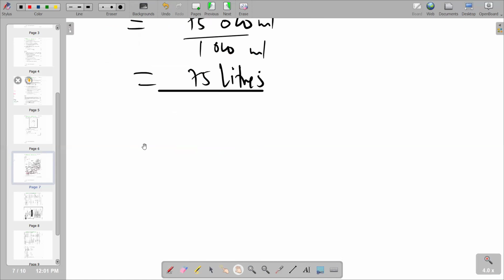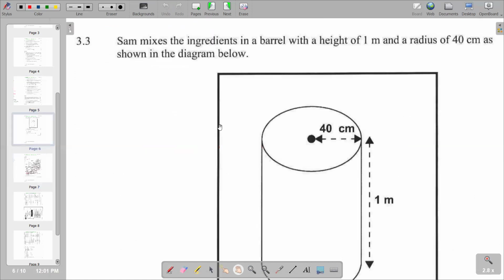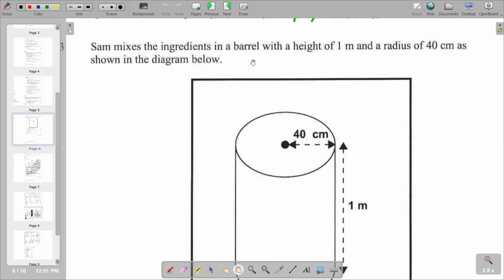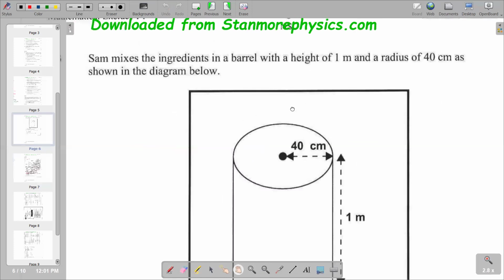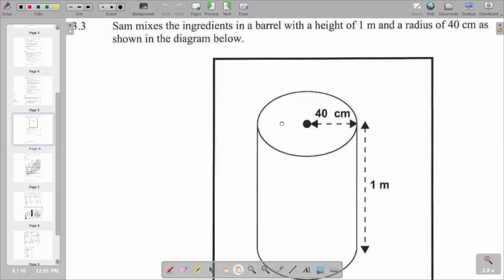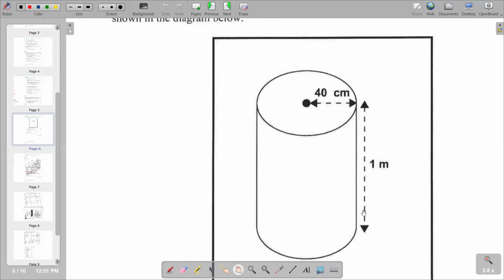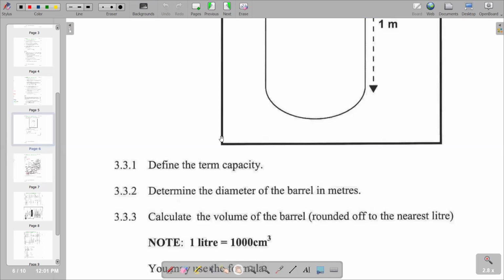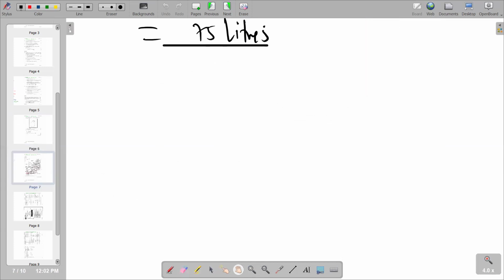Moving on to the next part of our question, which is going to be 3.3. Same mixes the ingredients in a barrel with a height of 1 meter and a radius of 40 centimeters, as shown in the diagram below. So this diagram has a radius of 40 centimeters and a height of 1 meter. Beneath that it says define the term capacity. And of course, capacity is the maximum amount an object can hold.